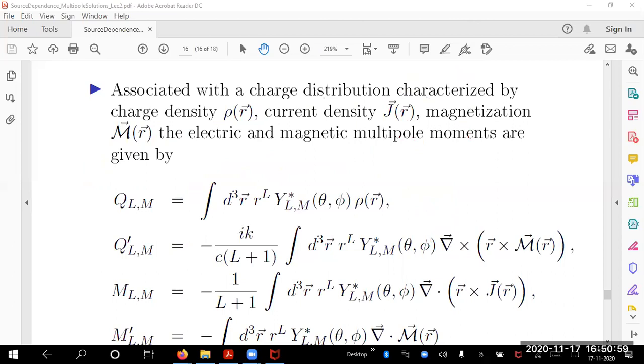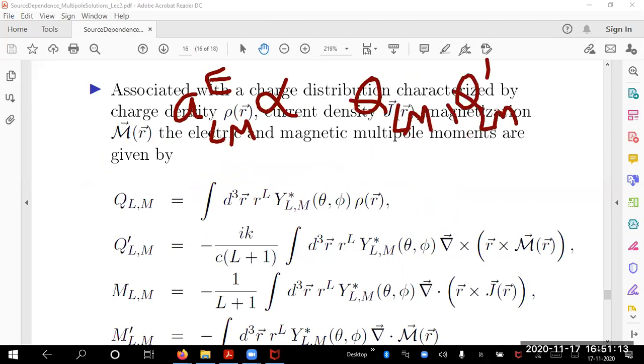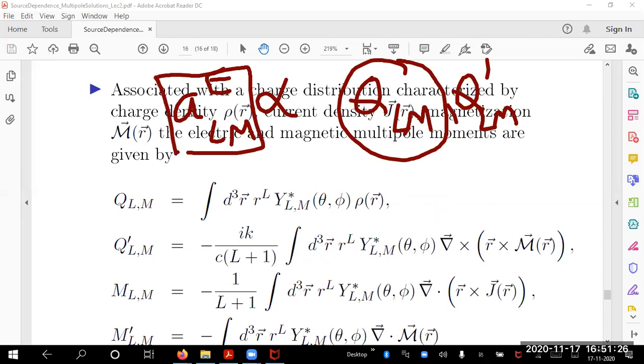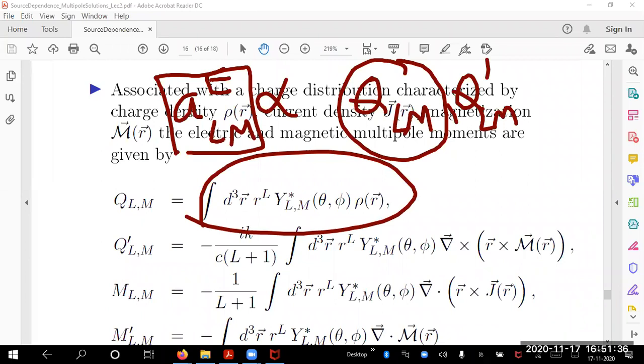So what I am trying to tell you now is that your AELM depends on QLM and what is called Q prime LM. That is new to you. I will try to explain. This depends on the source. How does the source look? It has all multipole moments. Your AELM, the amplitude of your expansion, depends on the source through QLM. That QLM is an integration. After integration, it is a constant. That number is what is given by QLM.